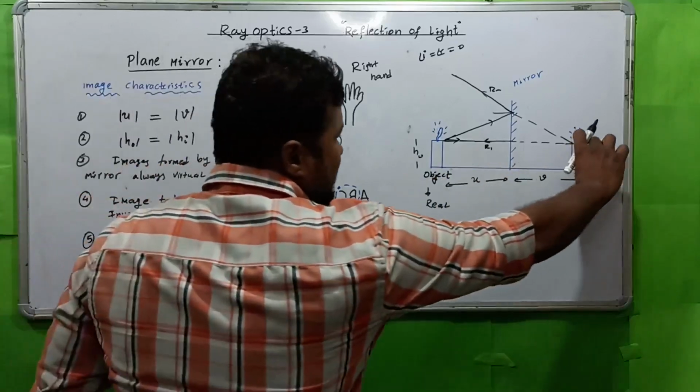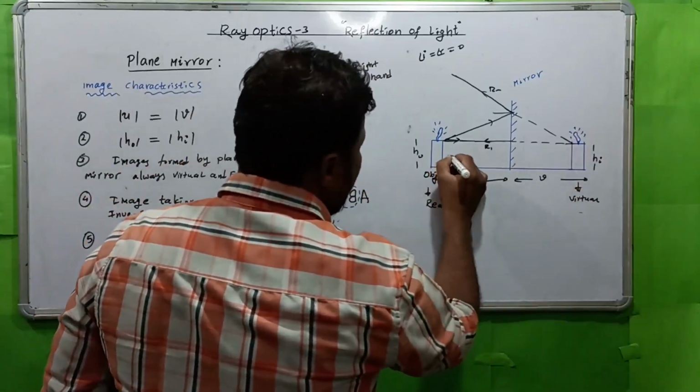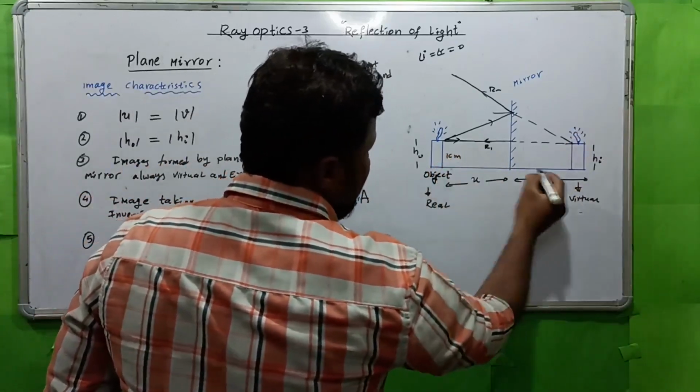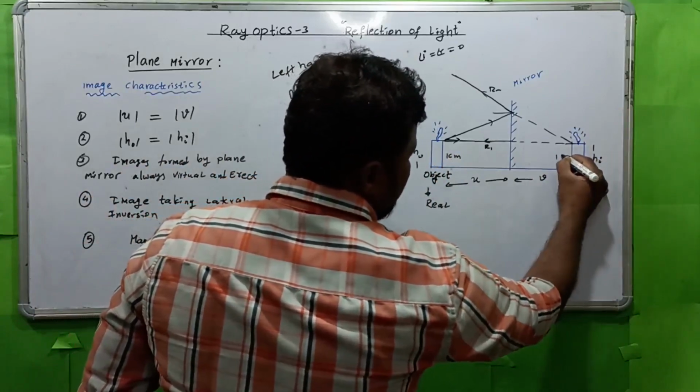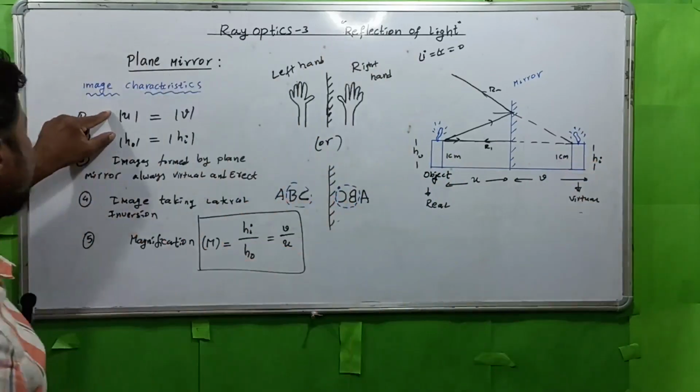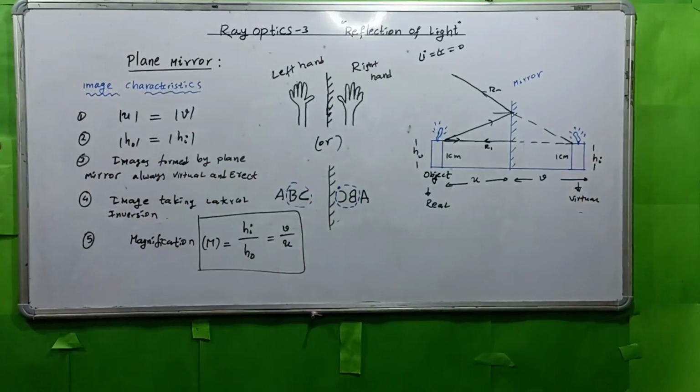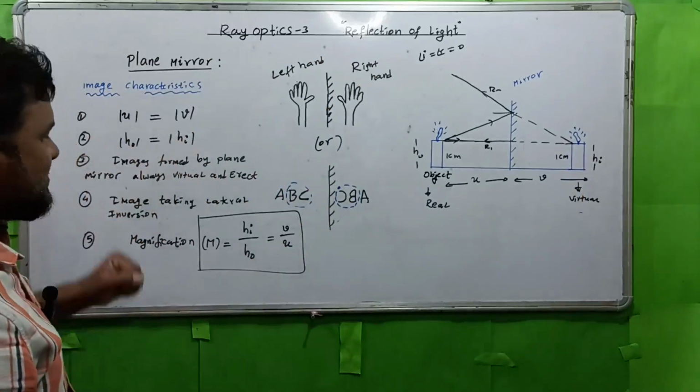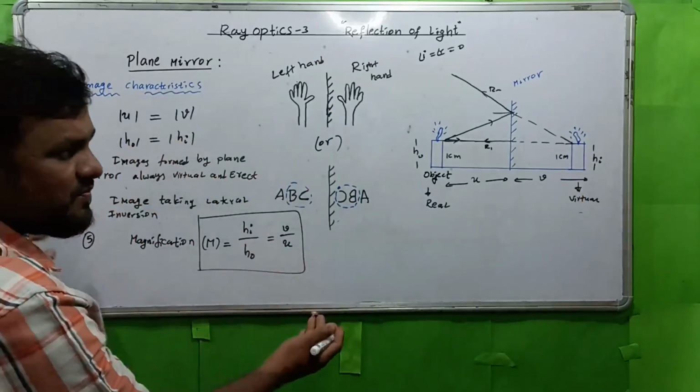What is the height of the image? For example, the height of the object is given as 1 centimeter and the image is also 1 centimeter. Why? Because of the characteristics of a plane mirror, the height of the image and the height of the object remain the same. So 1 by 1 will come.